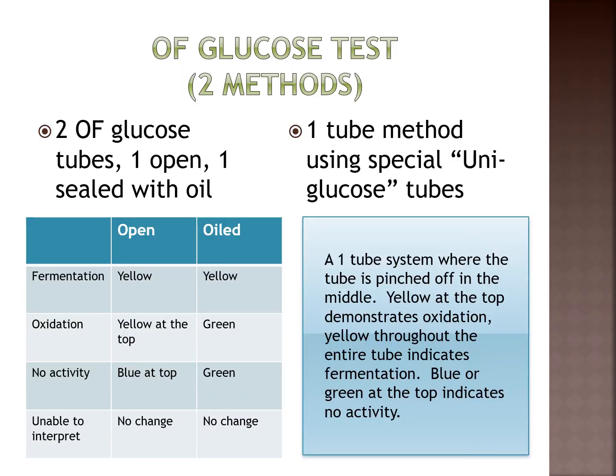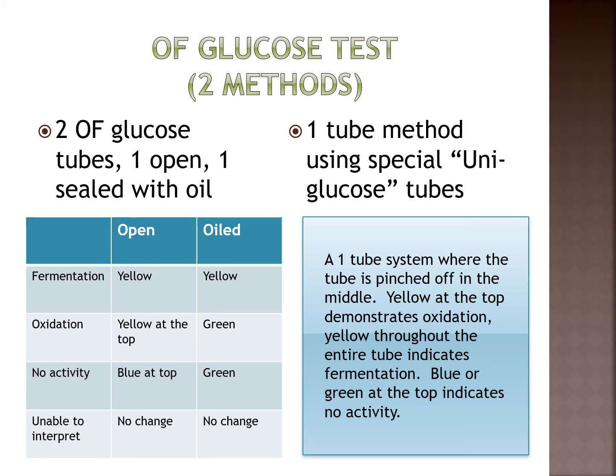There's a couple methods that we can use to determine if we have an oxidizer or a non-oxidizer. One method we've already done where you use the two OF glucose tubes and we have one that is sealed with oil and one that is not. You can tell if you have a fermenter because the tube that is oiled and the tube that is open will be yellow. With an oxidizer, you will see yellow at the top of the open tube because it is exposed to oxygen, and that's where the reaction is taking place. With no activity, or when you have an asaccharolytic type of organism, it's going to be bluish at the top of the open tube and green in the oiled tube.